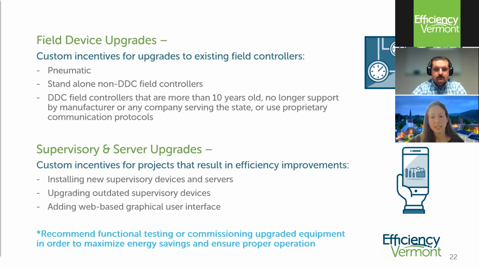For field device and supervisory and server upgrades, all incentives are custom and they're based on projected energy savings, which means that the upgrade scope of work must include some sort of efficiency improvements. So that's key. Just as a note here, we recommend that functional testing or commissioning be part of a controls equipment upgrade in order to maximize energy savings and ensure that everything is operating properly.